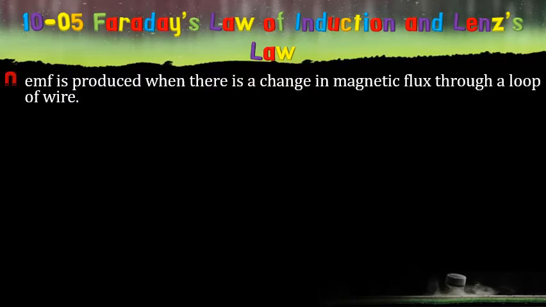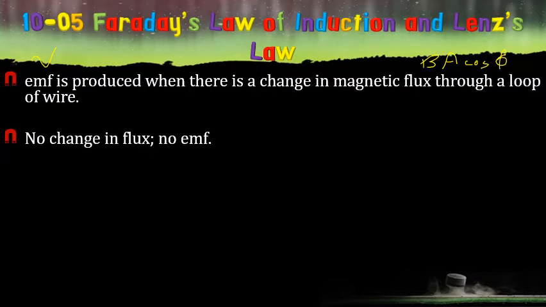10.5 part 2. This is the Lenz's Law part. So EMF, or voltage, is produced when there's a change in magnetic flux through a loop. And since magnetic flux is B A cosine phi, you could change the magnetic field, or the area of the loop, or the angle the loop makes with the magnetic field. No change in flux, no EMF.